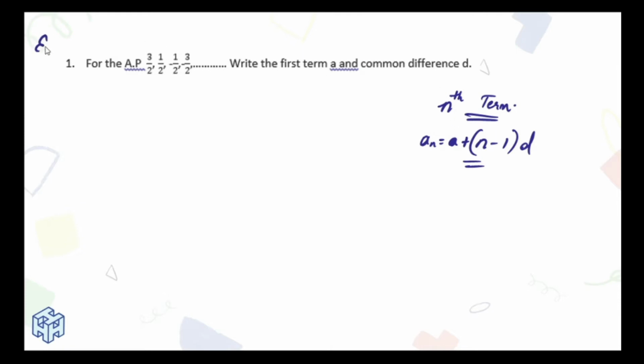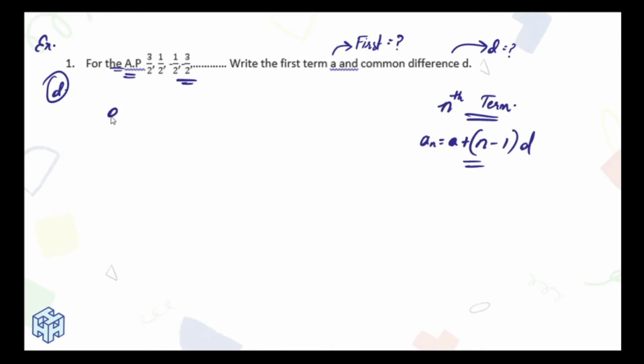Now in our example, the question gives a sequence and they have already told us that it forms an AP, which means the common difference is the same for all. In the question itself they have given that it forms an AP and they have asked us to find a. a is nothing but our first term, right? We must find the first term and the common difference from this sequence.